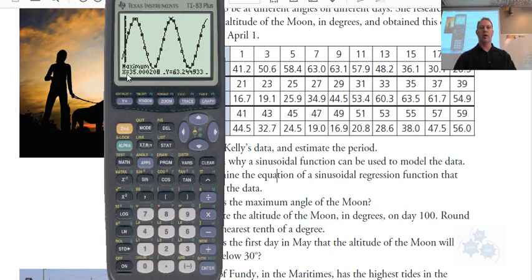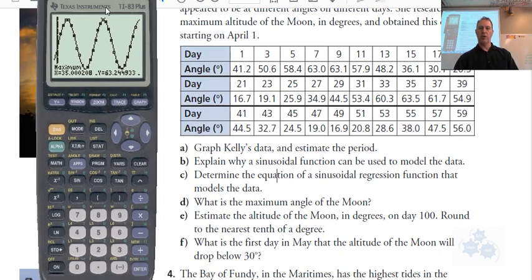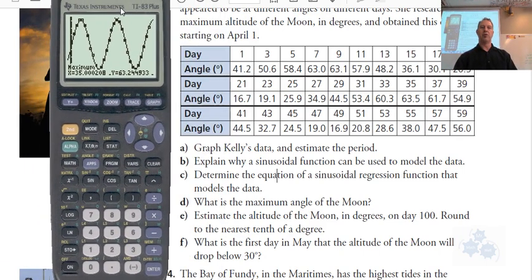And look at this. So at x equals 35, so 35 on our list is right here, we have a maximum point, and that's actually just beyond 35. All right, so a maximum point of 63.24 over there. Interesting. Okay, so let's look at that again. What's the maximum angle of the moon?